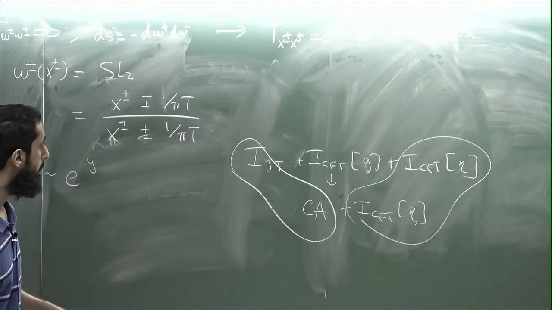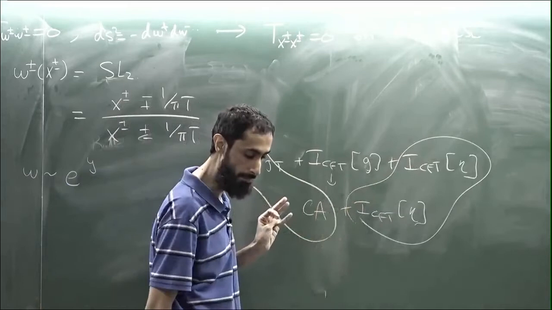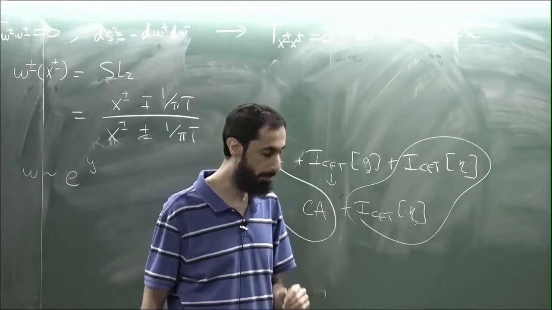But again, I'm doing this about some solution. I'm not solving the entire thing. I'm expanding about some saddle, the saddle being where the solution of this thing is just AdS2 plus a dilaton of some form.